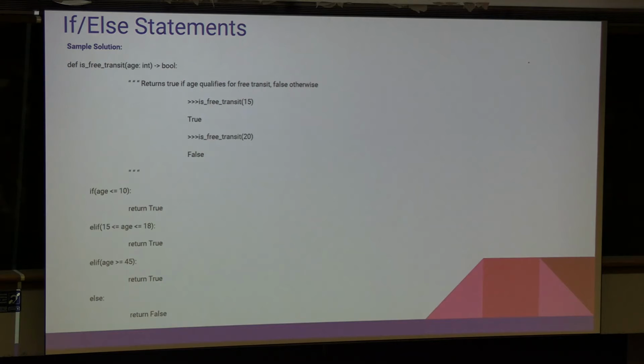So the way we're going to be writing this down is here. How do we go for it? Let's start from the beginning. I will define a name that's really easy to use, right? Is free transit. Makes sense. I will define the input, which is the age. It's an integer, and my function is returning a boolean.